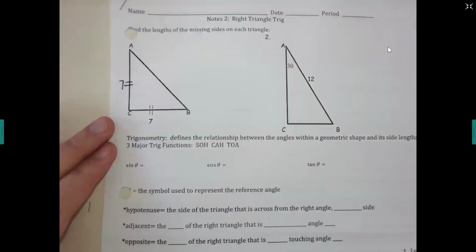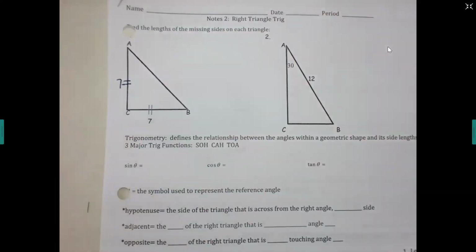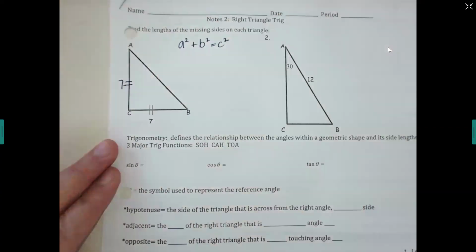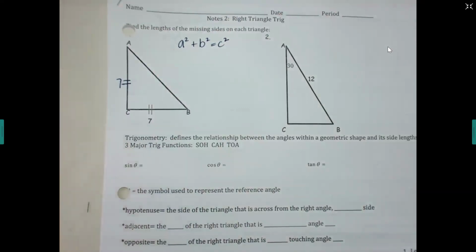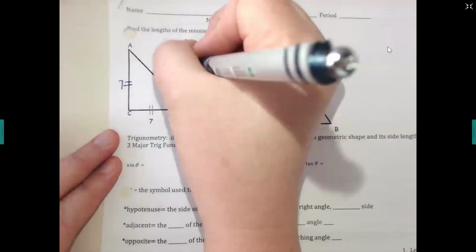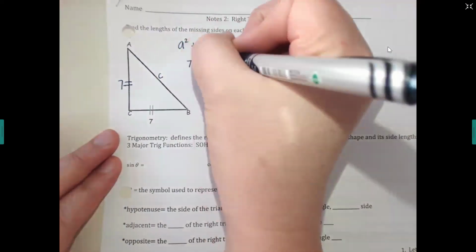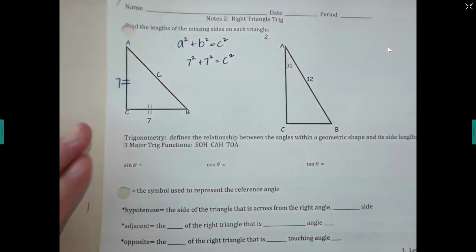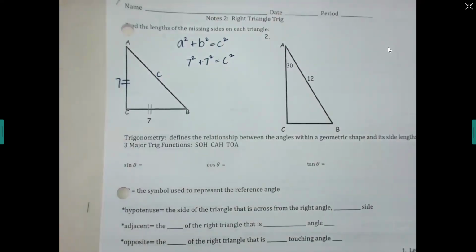So 7 and 7. And if I know two sides, that means I can use Pythagorean theorem to find the third side. Do we remember what that formula is? Okay, a squared plus b squared equals c squared. Now, out of the sides listed, we have a 7, and then the missing side. Which of those is the c? The missing side. Very good. So when I set it up, it's going to be 7 squared plus 7 squared equals c squared. Remember that the c has to be the hypotenuse.